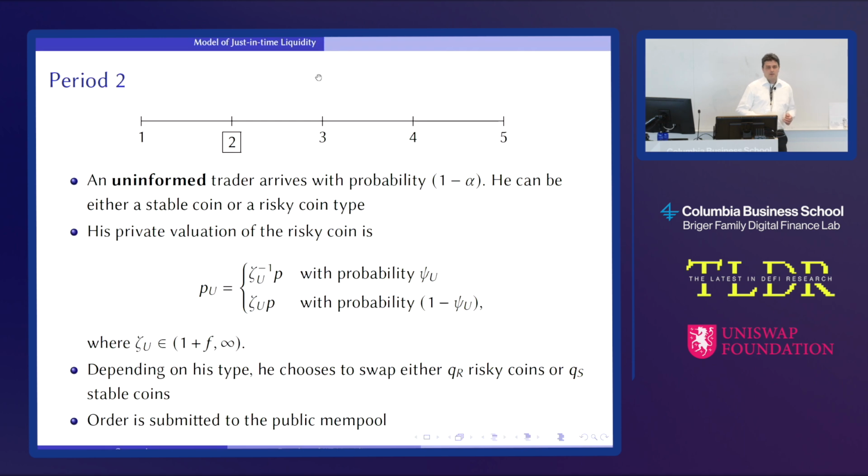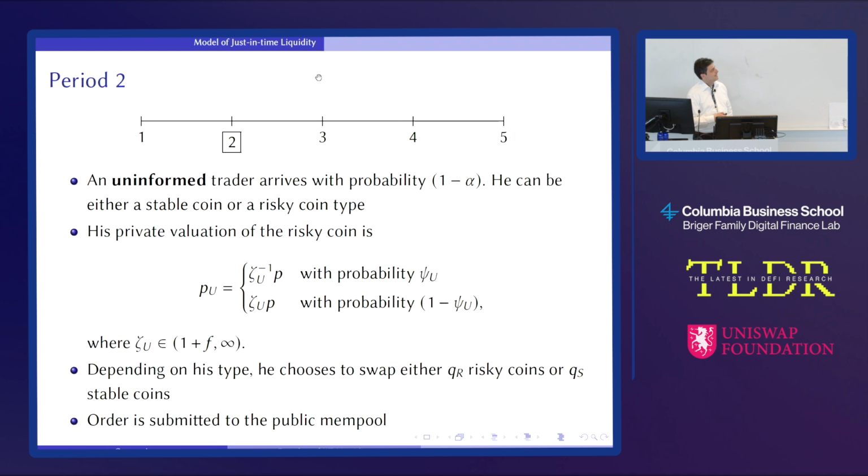The other possibility that we can see in the second period is that there is an uninformed trader arriving. So with probability 1 minus alpha, there will be an uninformed trader. The uninformed trader is basically a trader who has a preference for either risky or stable coin. Depending on his private valuation for risky or stable coin, he will decide how much he wants to transact. And the preferences are captured by these quantities, which we denote by zeta u.